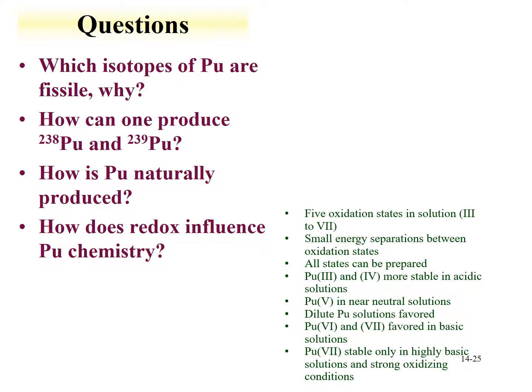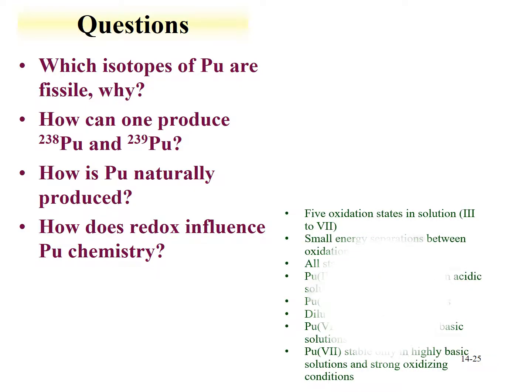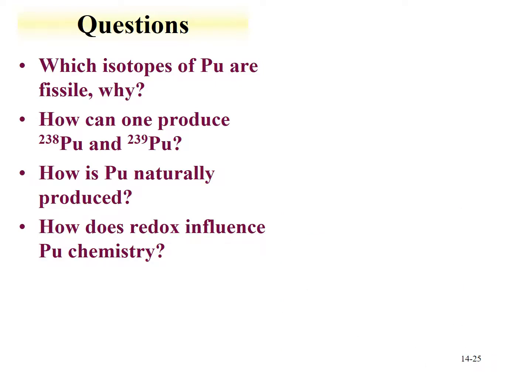Well, you have oxidation states in solution from 3 to 7. 7 is a little bit tough to make, but it can be observed. And there's small energy gaps between the different oxidation states. So that means that they can exist at the same time. So all states can be prepared, and in many solutions they can be together at the same time.